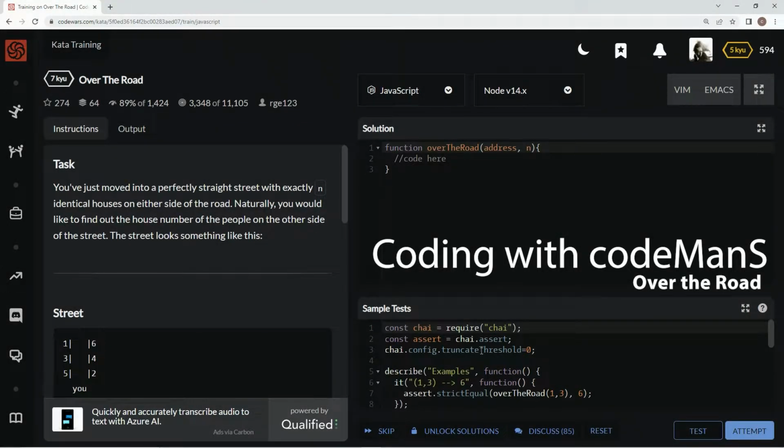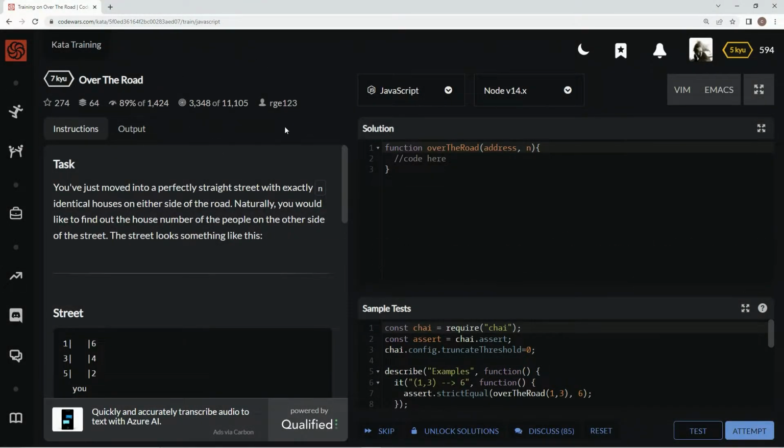All right, now we're doing 7Q over the road. This is by RGE123, and 89% of the people like it. We just moved onto a perfectly straight street with exactly identical houses on either side of the road. Naturally, we want to find out the house number of the people on the other side of the street. The street looks something like this.